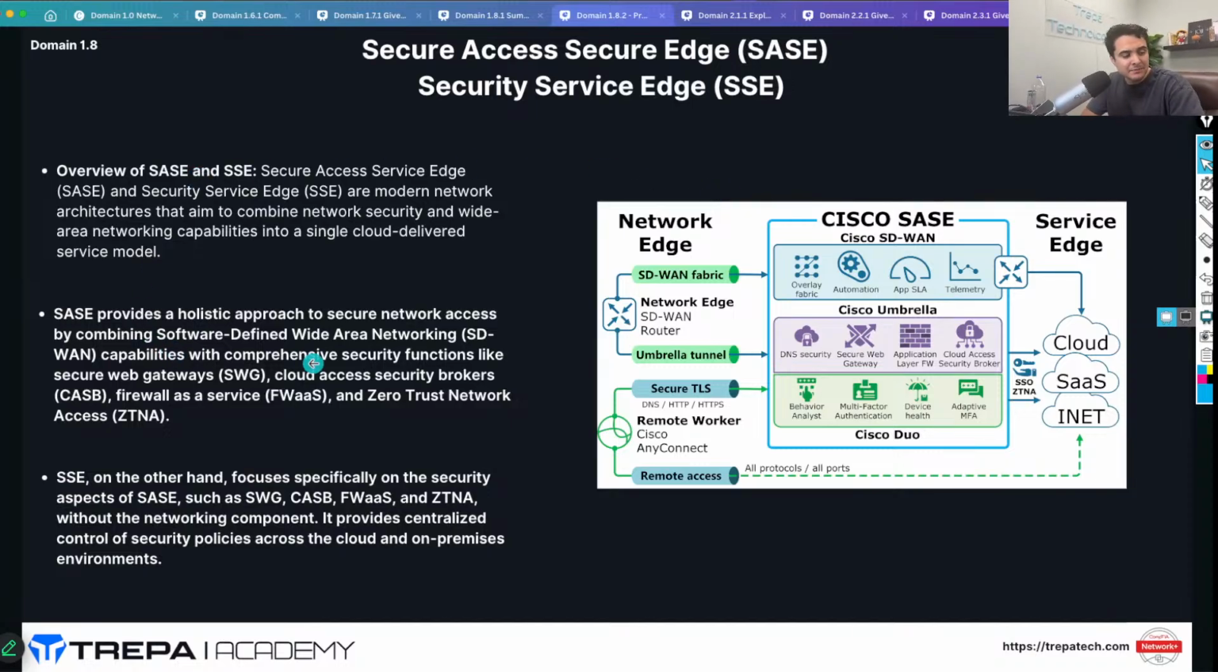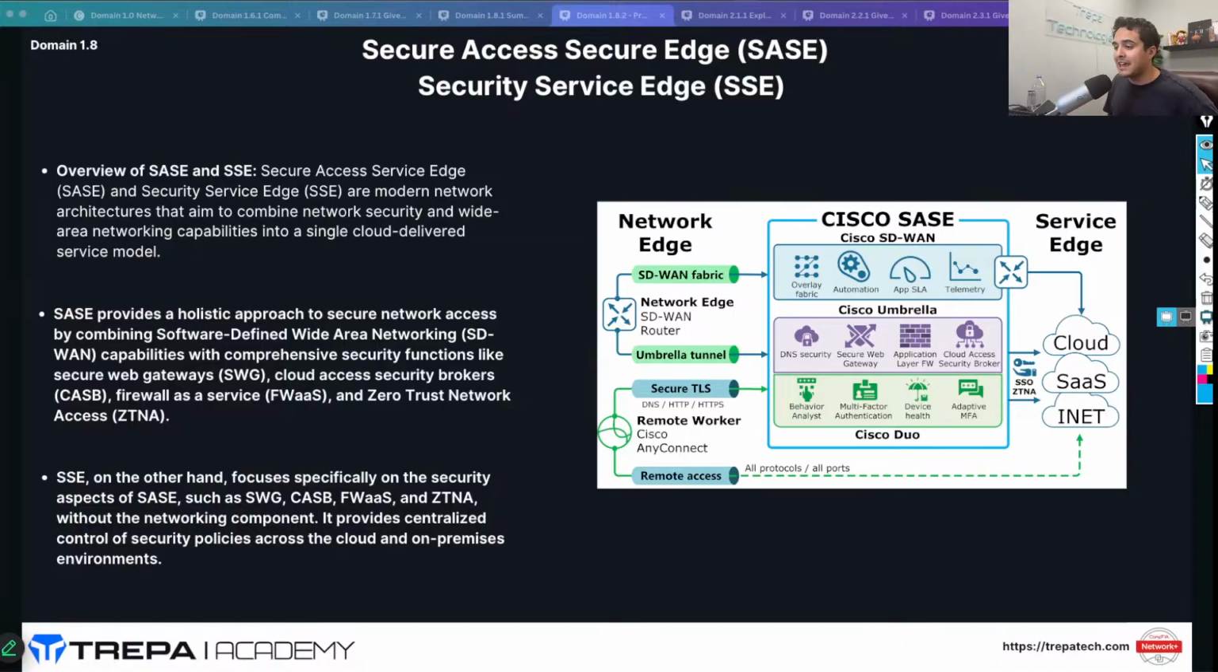So with SASE, this is going to provide a holistic approach to secure network access by combining SD-WAN with other security functions. So with SASE, we're pretty much getting that SD-WAN functionality. Remember, this is kind of operating at our demarcation point, right? It's operating at the border of our network, where we're getting the SD-WAN functionality, but then we're also going to get a lot of other security functionalities as well.